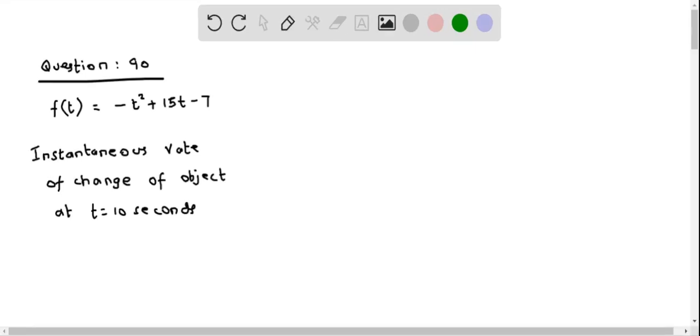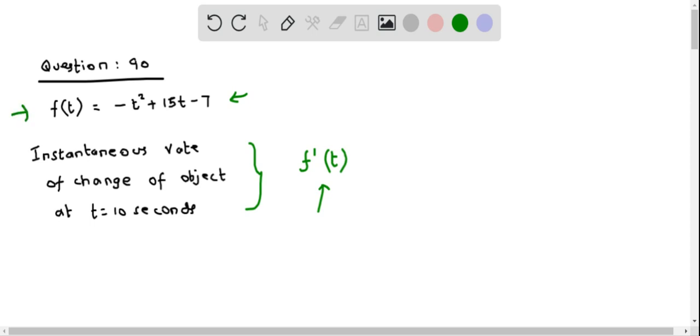Let's answer question 90. We are given the height of the object as f of t equals negative t squared plus 15t minus 7, and we have to determine the instantaneous rate of change of the object at t equal to 10 seconds. This instantaneous rate of change of height is f prime of t, so we'll find f prime of t, which is the first derivative of the function f of t.